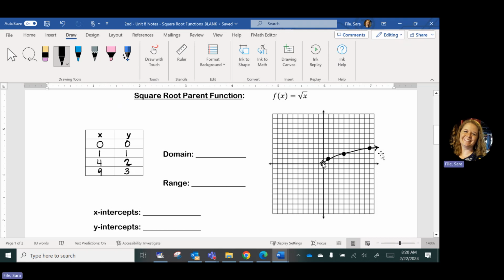If I went to the left of this 0, x is 0, what x values are to the left of 0? Negatives. Can I take the square root of a negative? No, that's when we get into those imaginary numbers, and those don't show up on our graph. The graph does not extend past this point, okay? This endpoint, we're going to call it our vertex, okay? The graph does not go left of that because your input cannot be negative for the square root parent function.